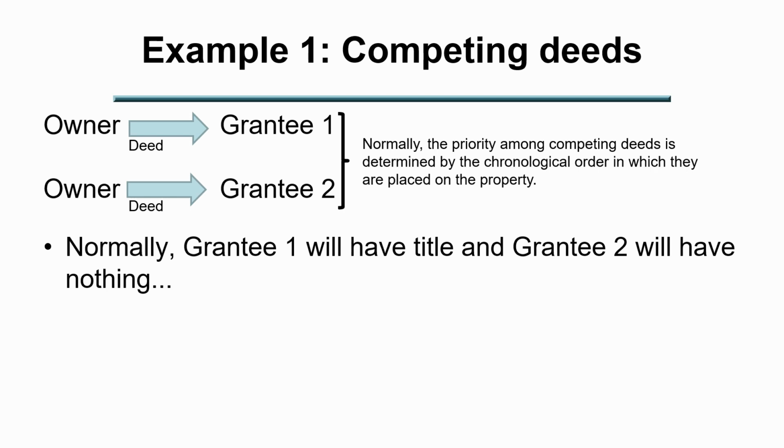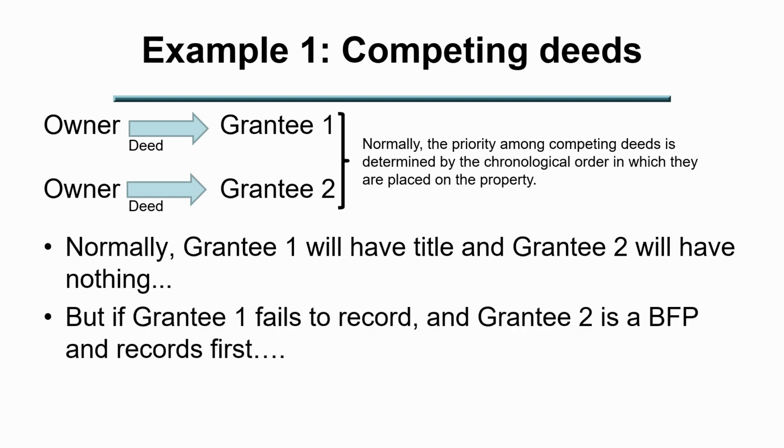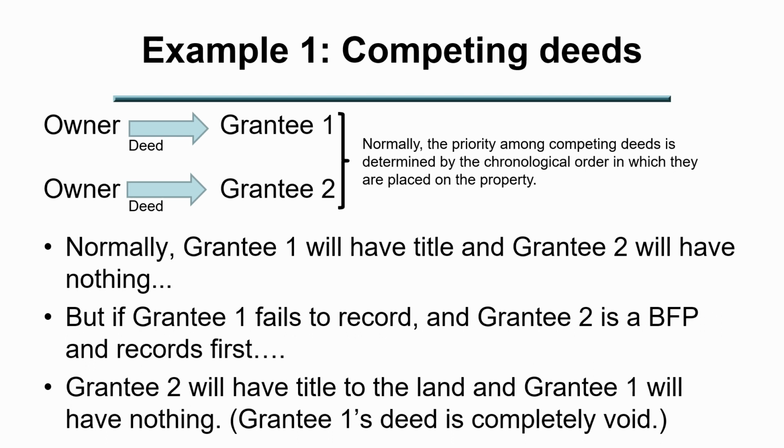However, that result, as we've already seen, can be reversed if grantee number 1 fails to record and if grantee number 2 is a bona fide purchaser and records first. In that event, grantee number 2 will have title to the land and grantee number 1 will have nothing, so grantee number 1's deed there is completely void because it's in total conflict with grantee number 2's deed.